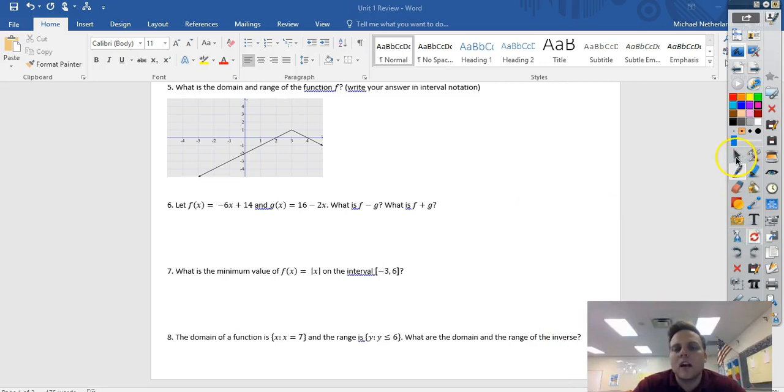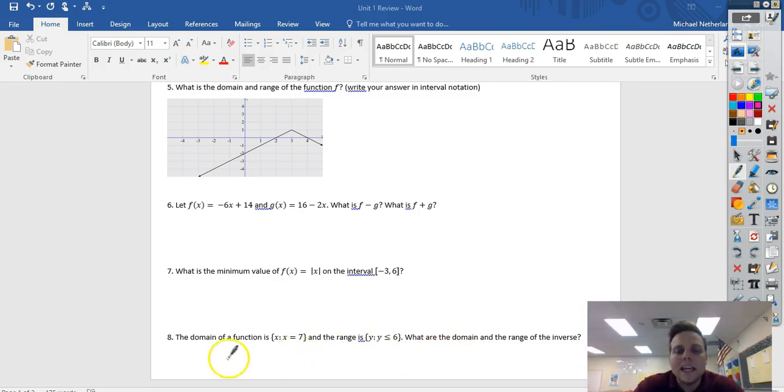Okay? Moving on. Problem number 8. The domain of a function is x such that x equals 7, and the range is y such that y is less than or equal to 6. What are the domain and range of the inverse? Well, guys, what does it mean to be an inverse? You mean switch x and y. Domain is really just x, and range is really just y. So to get the domain and range of the inverse, you're just going to switch these.